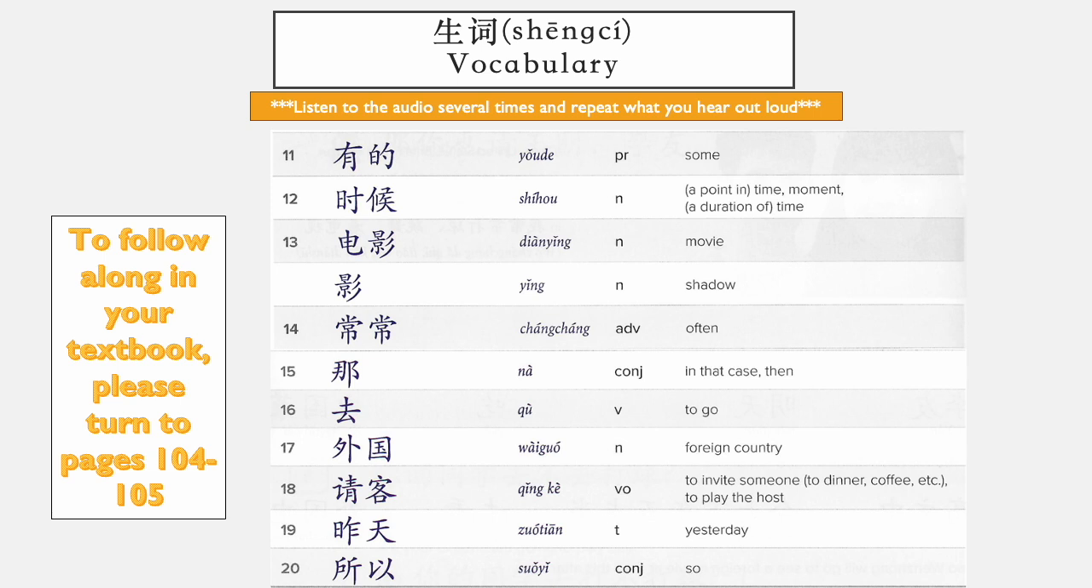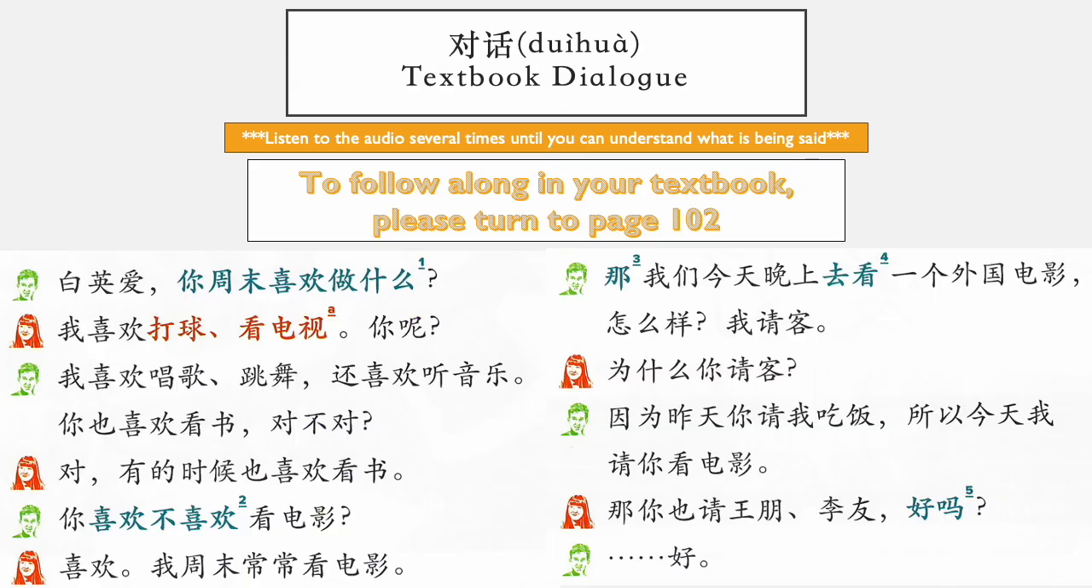Please go back and listen to this audio at least 2 more times, repeating out loud what you hear. Let's turn now to listen to the audio from the textbook dialogue. If you'd like to follow along in your own textbook, please turn to page 102.